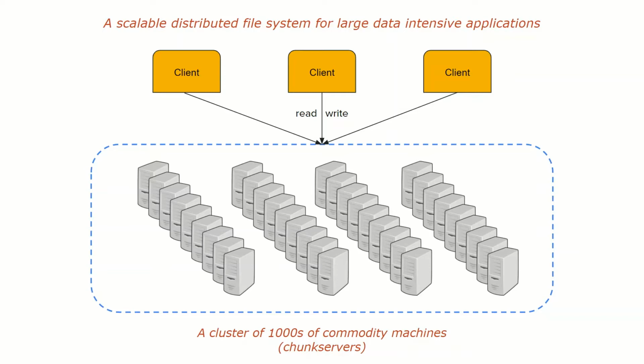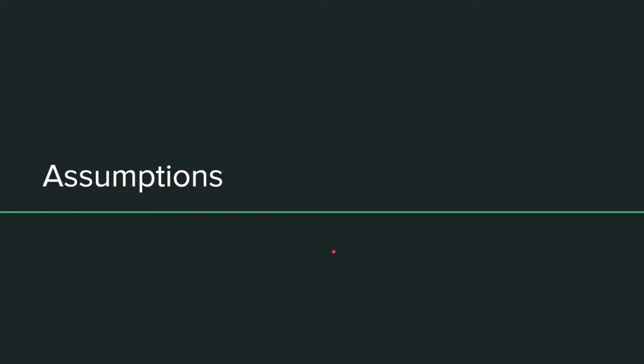This is a high level view of what a Google file system would look like. The cluster consists of thousands of commodity machines called chunk servers. These are inexpensive off the shelf servers, do not cost much and allow you to scale out very easily. In any given cluster of GFS, there can be hundreds or thousands of such commodity servers, and this cluster provides an interface for the clients to either read or write files.